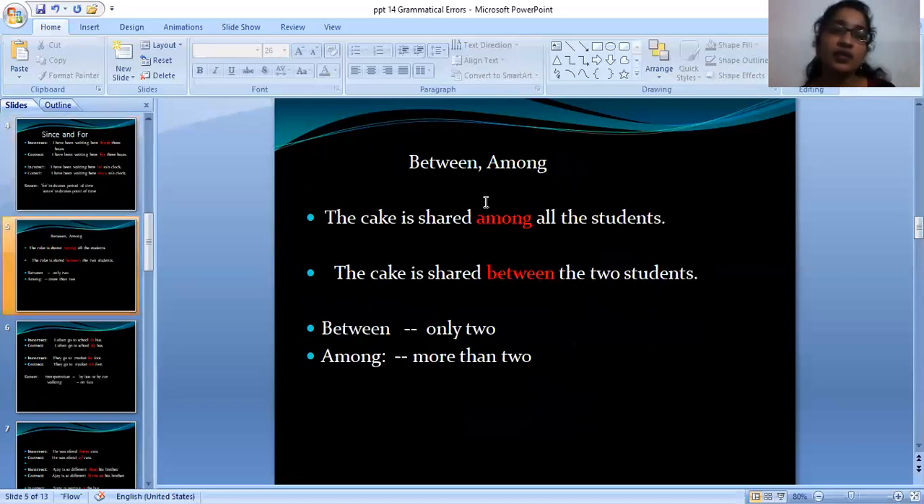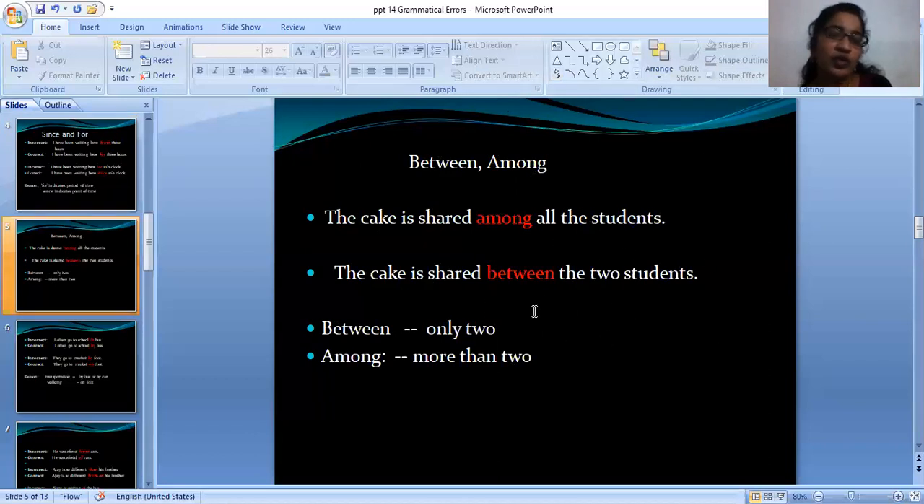Yes, this is also another important aspect, between and among. Most of the students get confused here also regarding the usage of between and among. Look at these examples here. The cake is shared among all the students is the first example. Let me read out the second example also. The cake is shared between the two students.